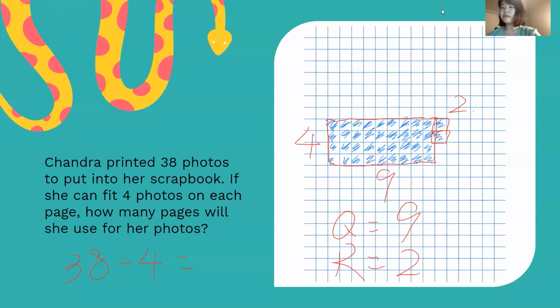So she will need 9 pages, but she will have 2 extra photos, which means she needs 1 more page for her extra 2 photos. So for this answer, how many pages will she use for her photos? She still needs 10 pages because she wants to put all her photos into her scrapbook. So 9 pages is not enough. So we will do 9 plus 1 for her other 2 photos. So the answer is 10.